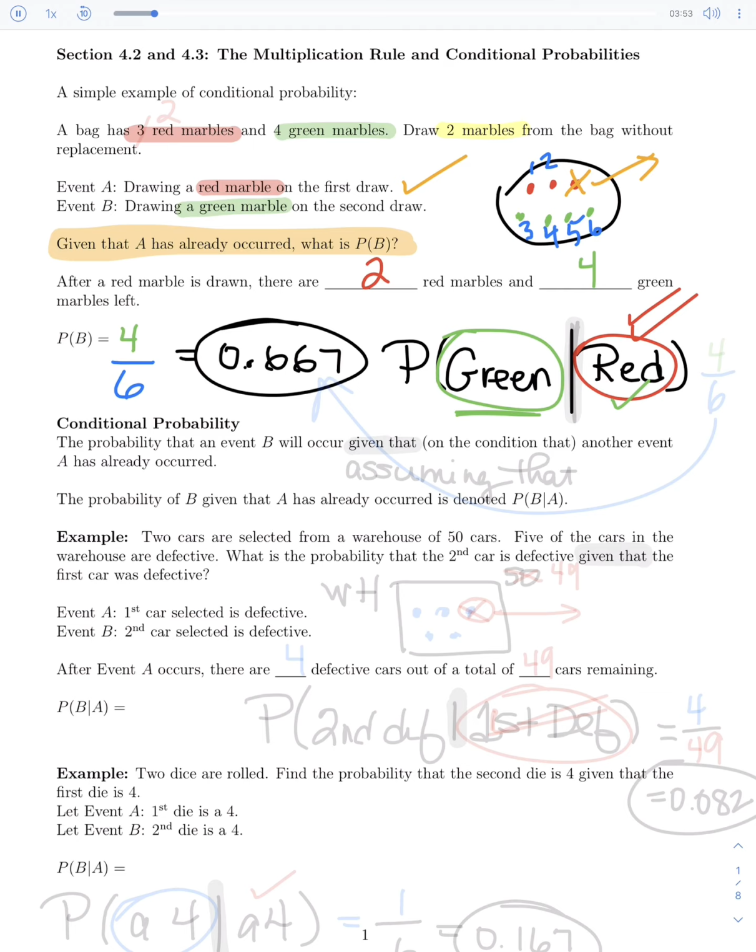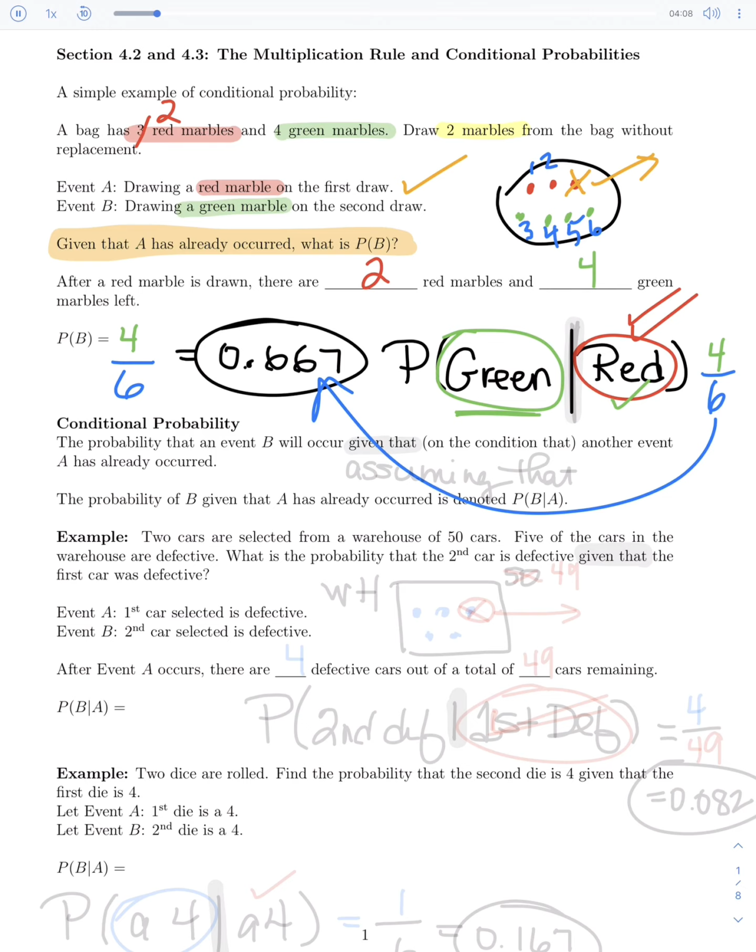So we drew a red. So we were at 3 red marbles. Now we're down to 2. How many greens are still left? 4. But now how many marbles are left? Only 6. That's what we found out, which gave us a probability of 0.667.